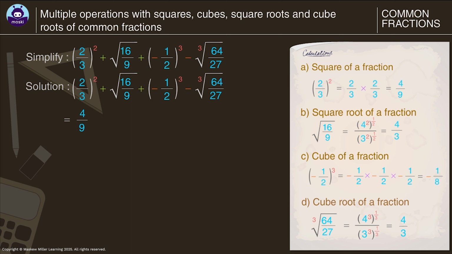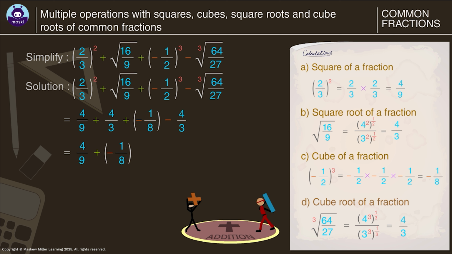We get 4/9 plus 4/3 plus -1/8 minus 4/3. We can see that adding 4/3 to -4/3 will give us 0. We get 4/9 plus -1/8. Recall that adding a positive number to a negative number gives us a negative number. Hence, we rewrite the previous step as 4/9 minus 1/8.